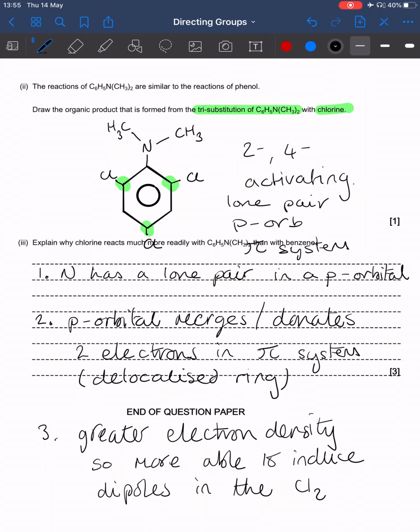the Cl2 molecule. And then it's going to be more reactive, it's going to be more able to react with Cl2. It induces a dipole, pulls out a pair of electrons to bond to the chlorine, breaks the chlorine bond, and you get substitution taking place.